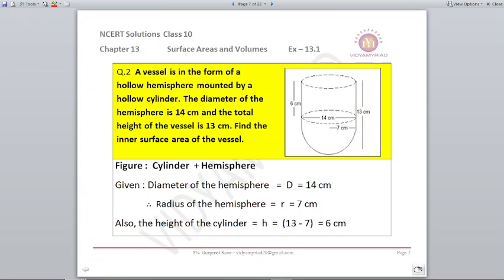Next, a vessel is in a form of a hollow hemisphere mounted by a hollow cylinder. The diameter of the hemisphere is 14 centimeters and the total height of the vessel is 13 centimeters. Find the inner surface area of the vessel. Since we know the figure is made up of cylinder and hemisphere, we have diameter of the hemisphere 14 centimeters, so its radius comes out to be 7. Now height of the cylinder will be, total height is 13, its radius is 7, so 13 minus 7, I get the height of the cylinder, that comes out to be 6 centimeters.